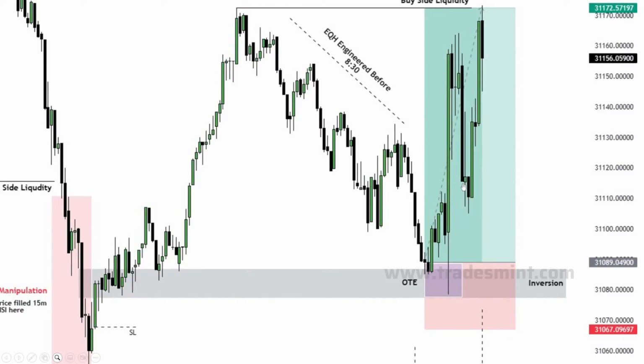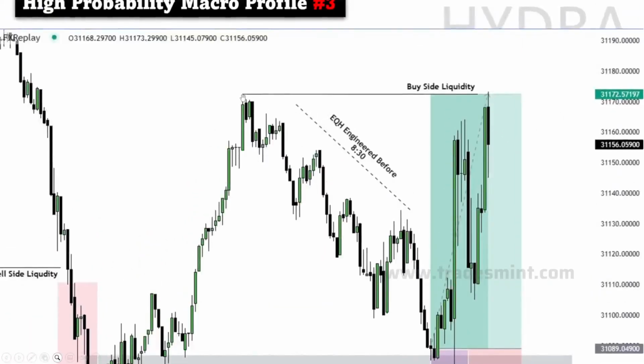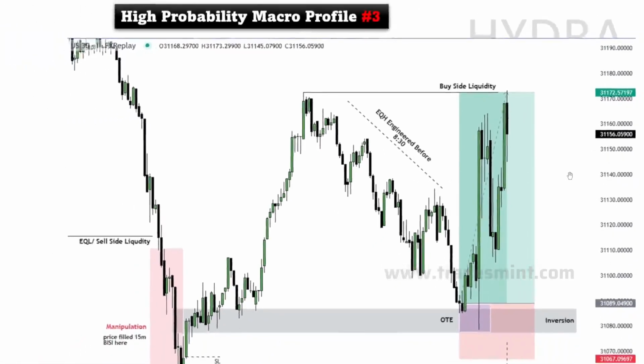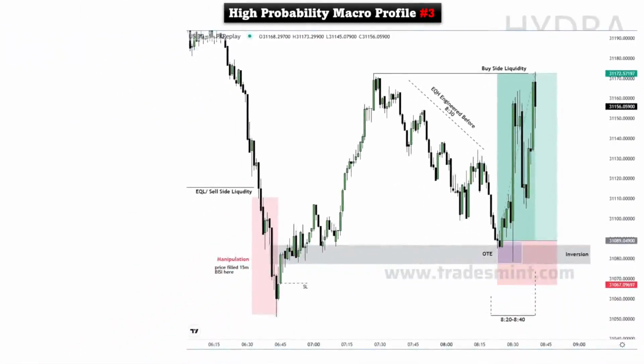Now once price came down here, you guys already know what to do. You see the fair value gap, you execute here, and you put your stop loss below the breaker here, and you target the beginning of the trend line liquidity. Now is it clear, folks?